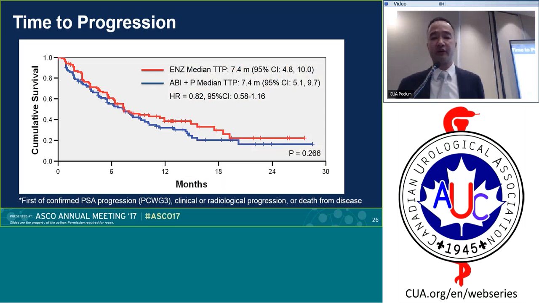Time to progression, however, despite this difference in response, was no different. So this was time to progression based on confirmed PSA rise, clinical or radiologic progression, or death from disease, whatever came first. And time to progression was exactly the same for both arms, median 7.4 months, hazard ratio of 0.2.